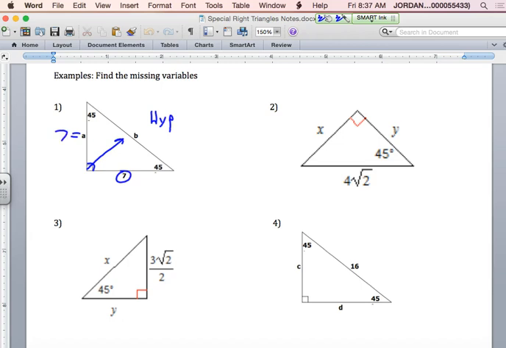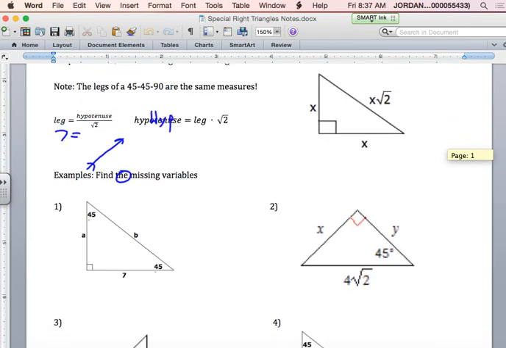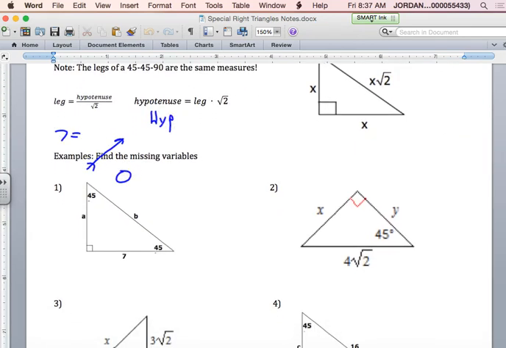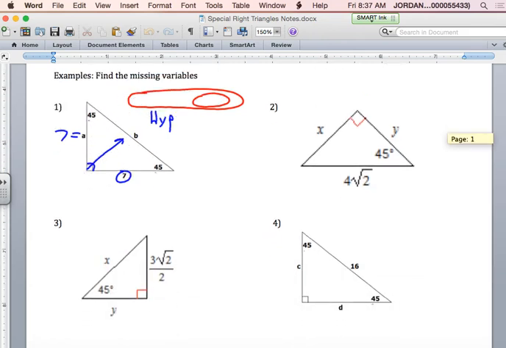That's pretty easy. And then the hypotenuse, like we set up in our formula, if we want to know the hypotenuse, we take the leg and multiply it by the square root of 2. So all we've got to do on this one is take the leg, which is 7, and multiply it by the square root of 2 to know what our hypotenuse is. So B equals 7 square root of 2, and A equals 7. Okay, let's look at number 2.